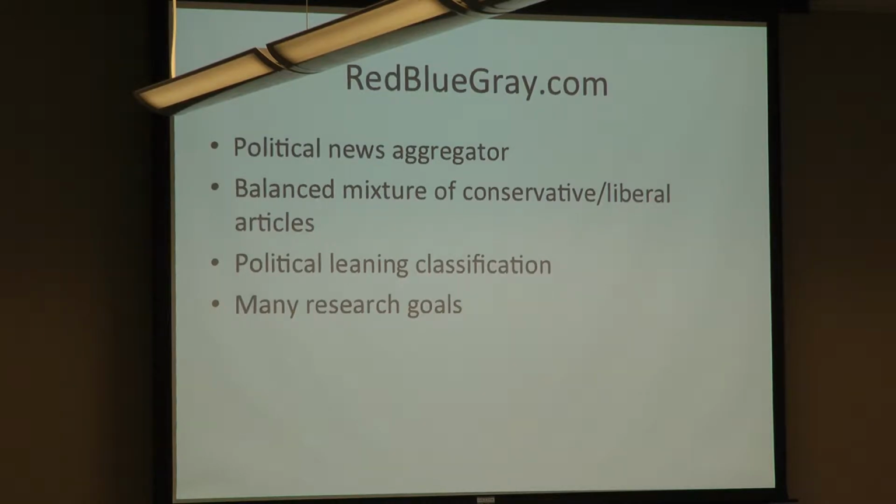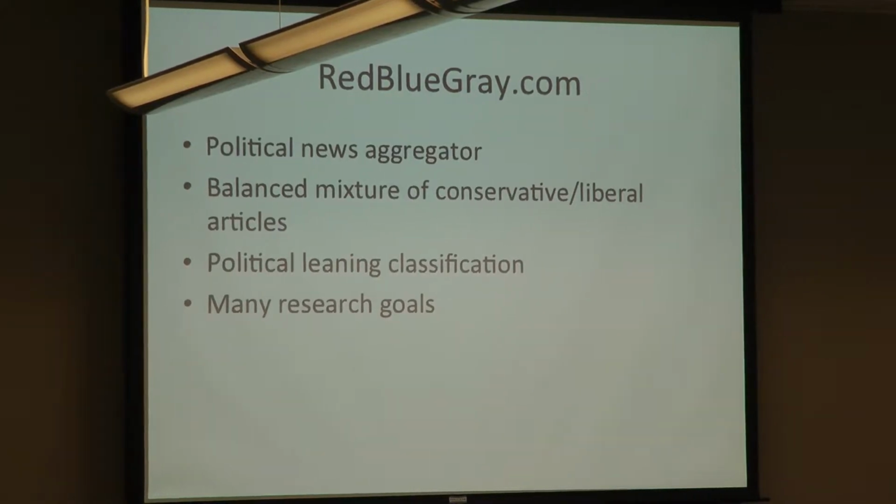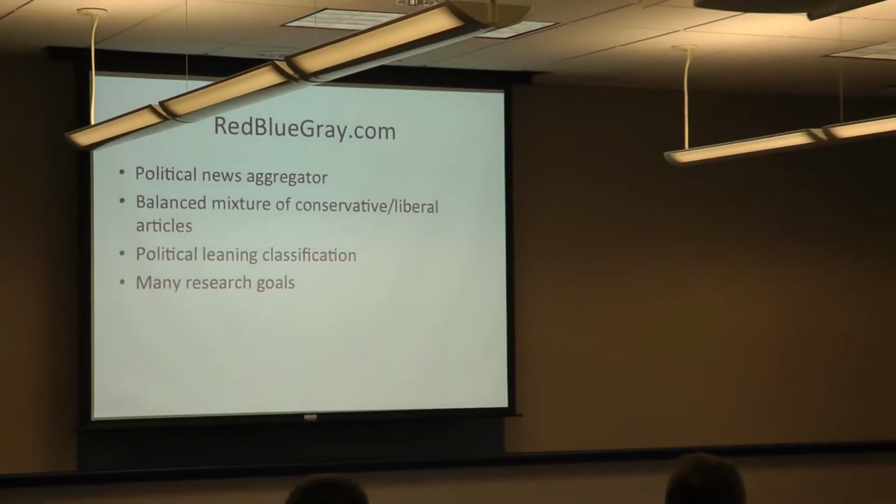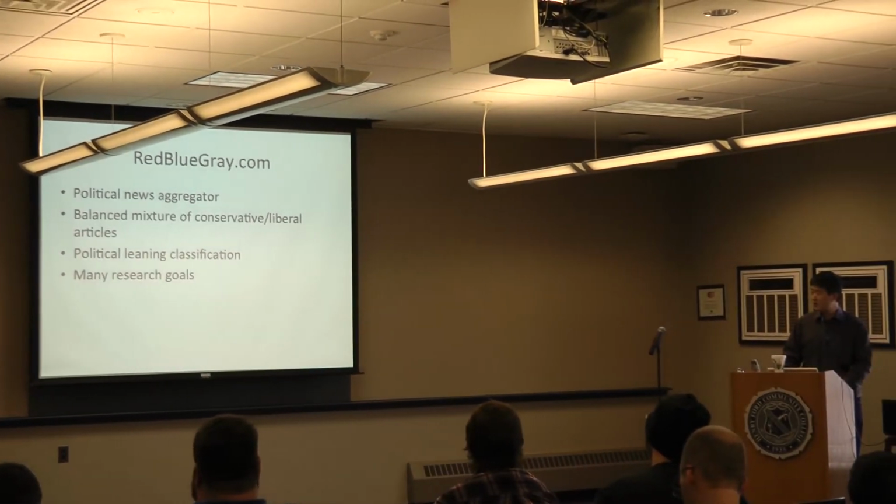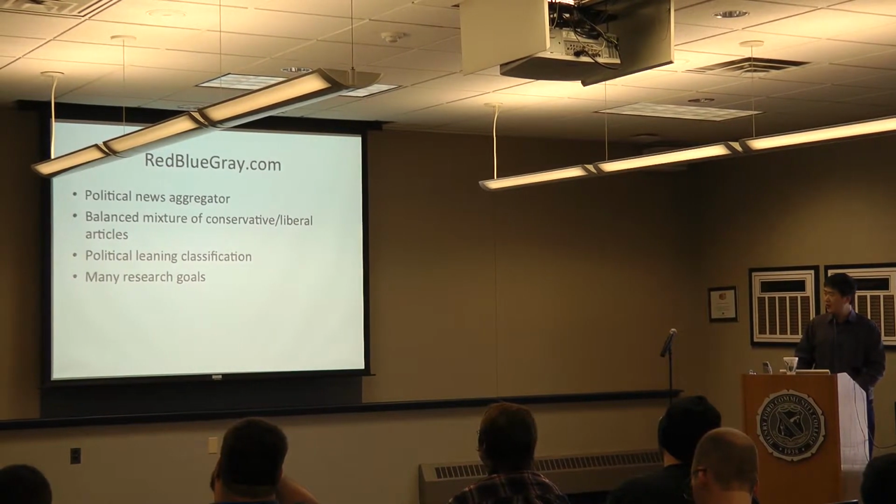Our proposed approach was this website. It's basically a political news aggregator to pull political articles from all over the web. And then we want to show readers a balanced mixture of conservative and liberal articles, so that you don't always read articles that agree with you. We want to have you read a few articles that don't agree with you. But of course, we have to do the political leaning classification first, so that we know which articles are conservative, which are liberal, so that we can feed those articles to you.